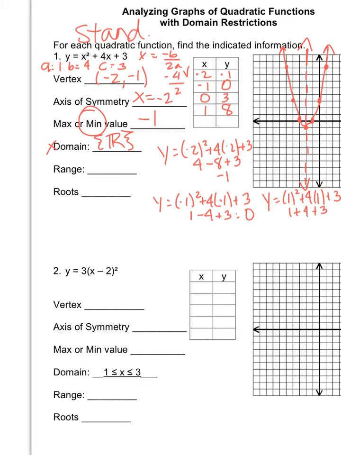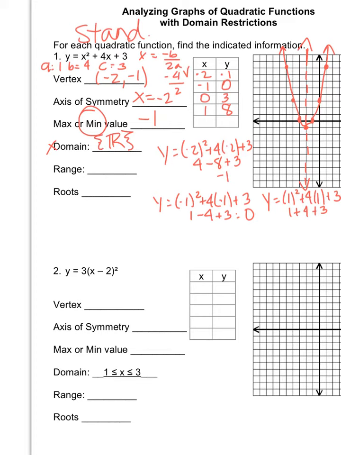Now, anytime you have a parabola that opens up or down, the domain will be all real numbers. Now, on the other examples that we're looking at today, we're going to have some domain restrictions to where we have to only graph certain x values. Okay, so make sure that you're using a pencil, especially when we get to number 2 and number 3.